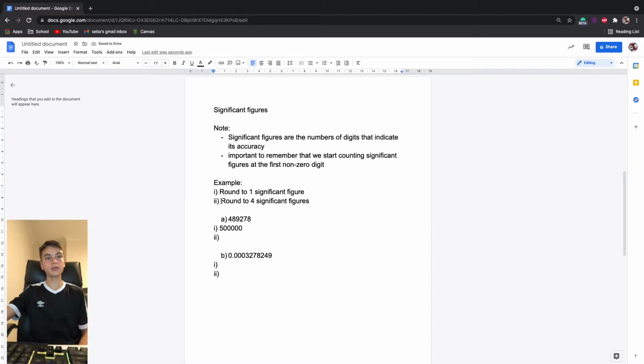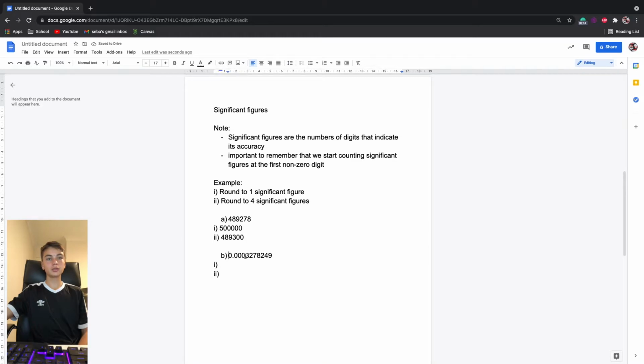Alright, the second part of this example, round to 4 significant figures. So it's basically the same, but we just count 4 digits after the first non-zero digit. So 1, 2, 3, 4. It's at 2. We look to its right, which is 7. So we round up, so 4, 8, 9, 3, 0, 0.